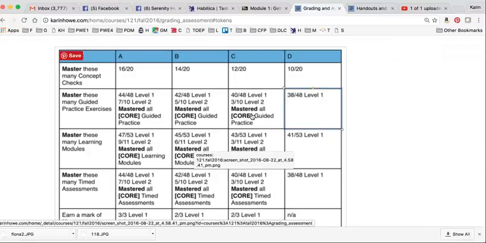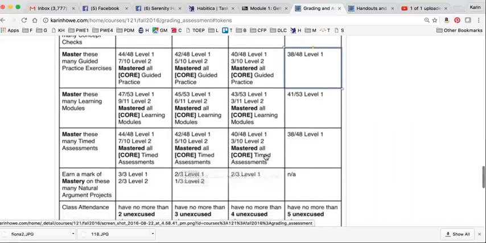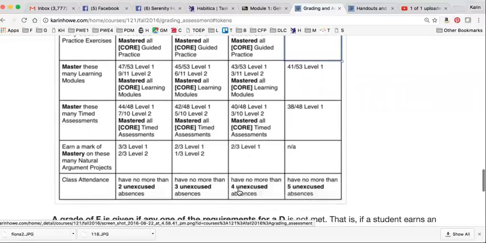Then if you fulfilled everything for a C, but you want to get a B minus, then you need to fulfill at the B level all of the guided practice and all of the learning modules, and then all of the timed assessments at the B level. So the difference between a C and a B minus would be how many natural argument projects you've done and maybe your class attendance.